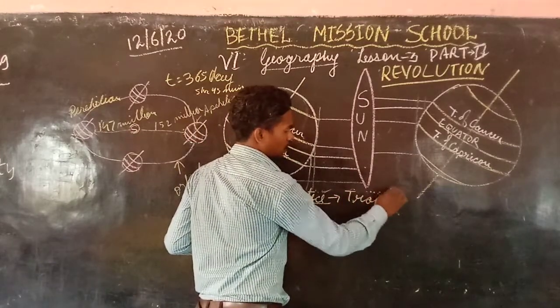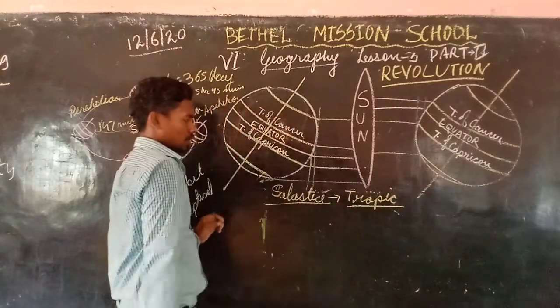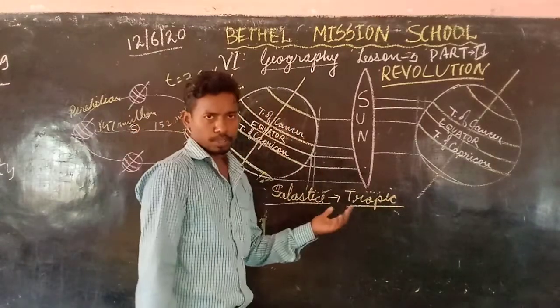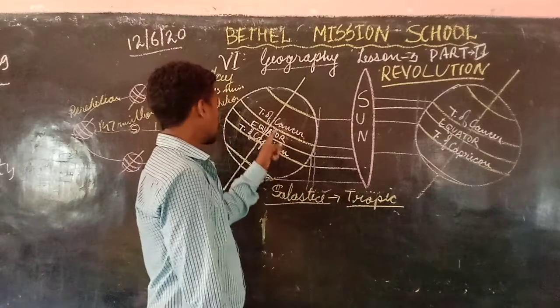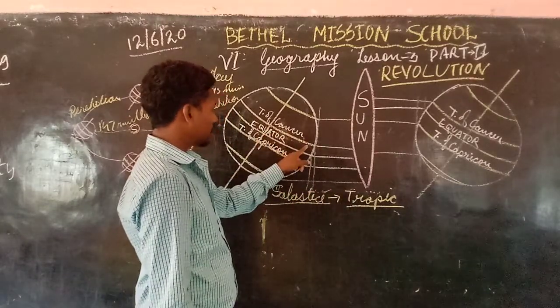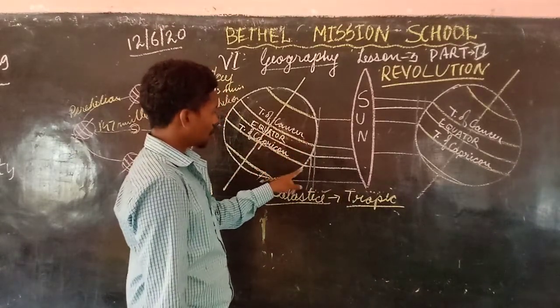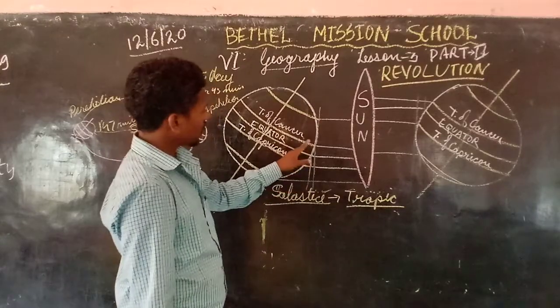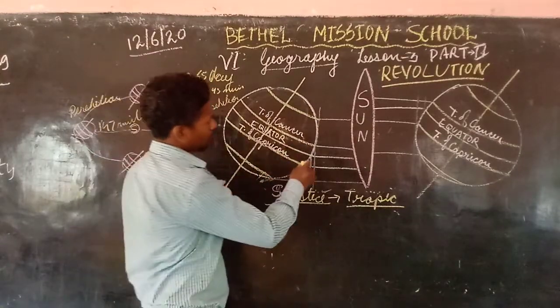It shines vertically over the tropics. Now we will see that there are 2 tropics. One is your Tropic of Cancer and the other one is your Tropic of Capricorn. You see in this picture, no?